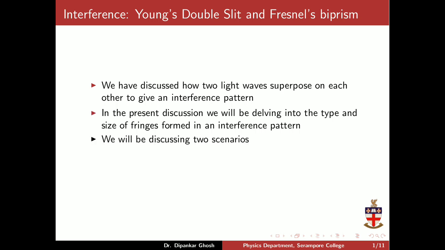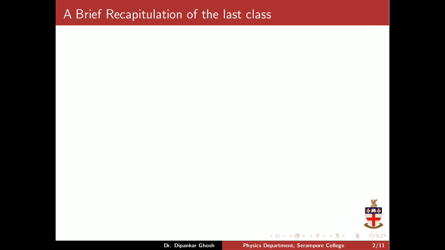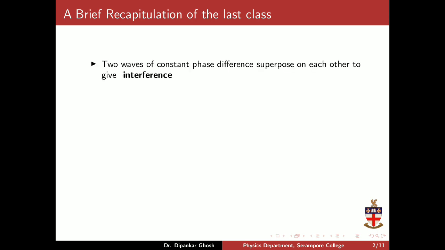As I told you, we will be discussing two scenarios. One, the Young's double slit arrangement, and two, the Fresnel's biprism arrangement. But before that, a brief recapitulation of the last class.